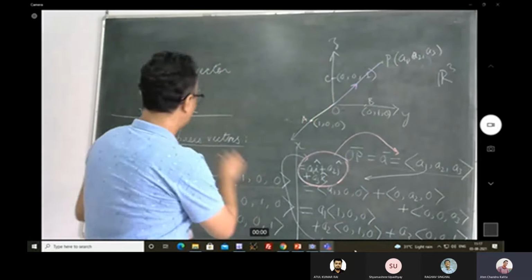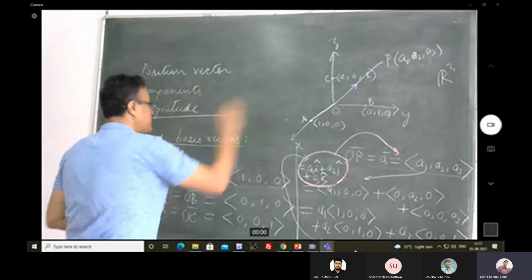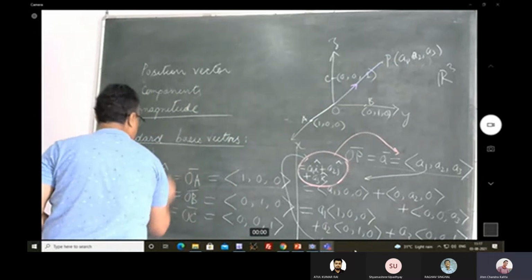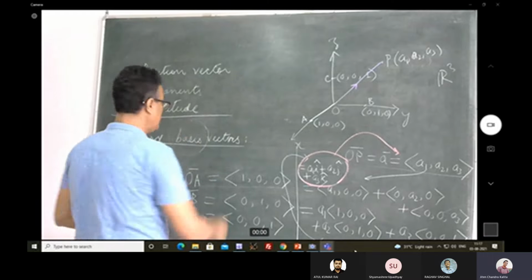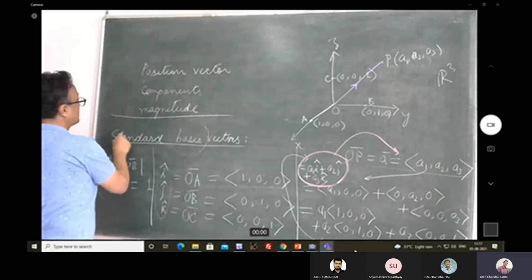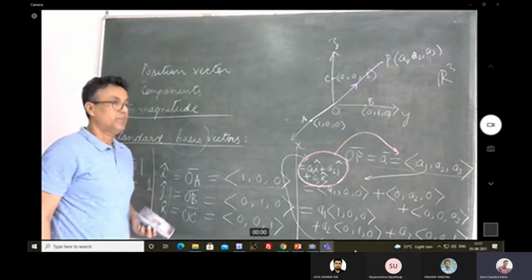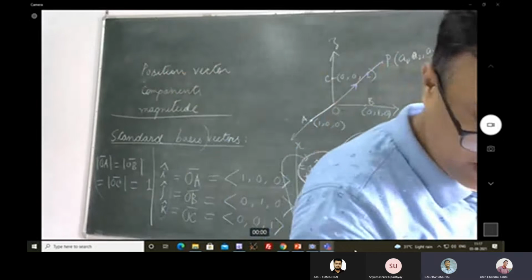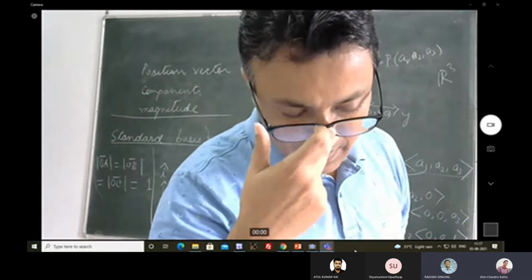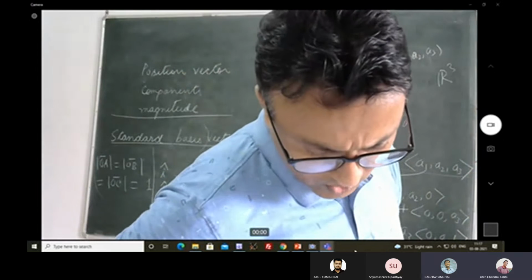Because any vector can be expressed in terms of these three, that is why they are called basis vectors. And this i, j, k are simply the standard basis vectors. I hope the concept of basis vectors is clear to you.